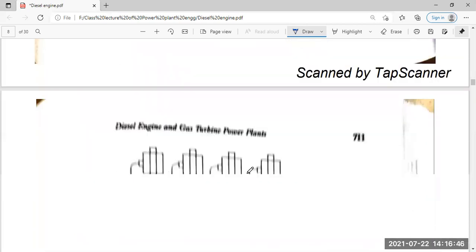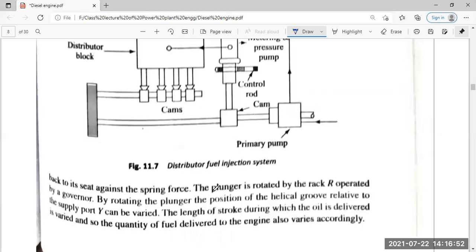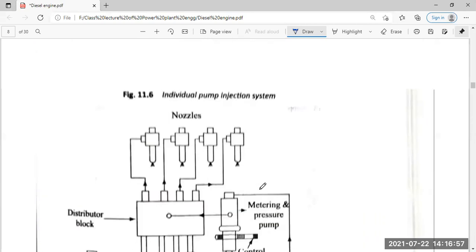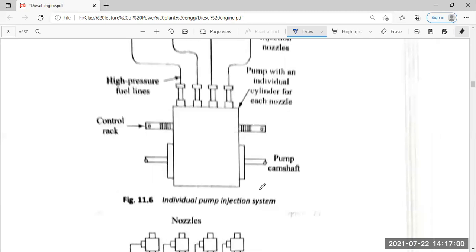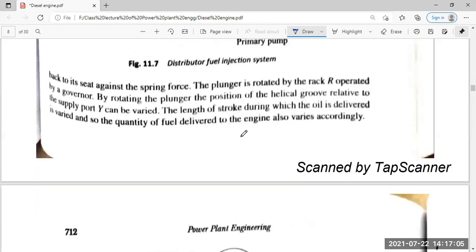So what is S? Back to the figure. The plunger is rotated by the rack R, controlled by the governor. By rotating the plunger, the position of the helical groove relative to the supply port Y can be varied. The length of stroke during which the oil is delivered is varied, and so the quantity of fuel delivered to the engine also varies accordingly.